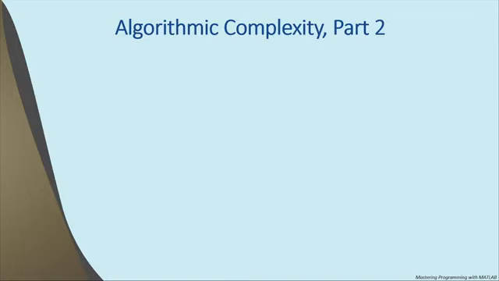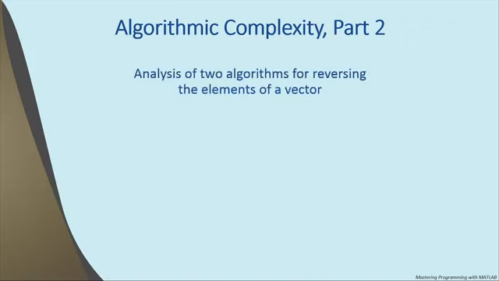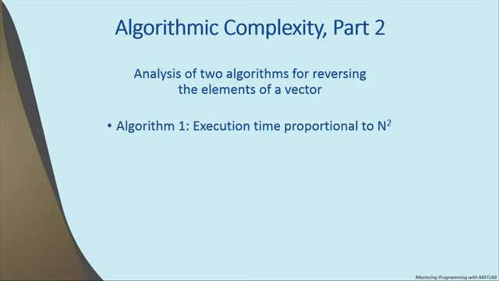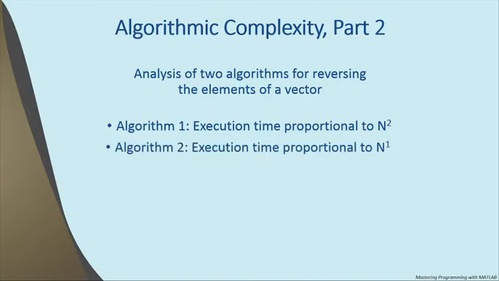Instead of merely saying that one algorithm is faster than another, we've analyzed the algorithms to determine how their execution times depend on the size of the input data. We looked at 2 algorithms for reversing the elements of a vector, where the size of the input data equals the number of elements of the vector. The execution time of our first algorithm was proportional to the square of the size. For the next algorithm, it was proportional directly to the size. This seems like a trend.